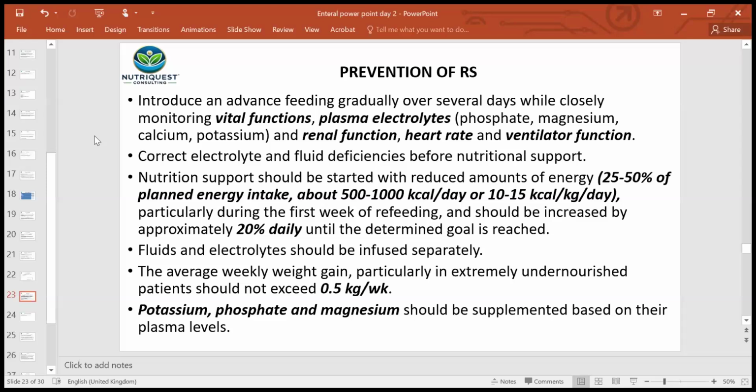Then correct electrolyte and fluid deficiencies before nutritional support. This is also very important. If you have a patient who is experiencing hypokalemia, you need to correct it earlier before you start nutritional support. Then, of course, nutritional support should be started with reduced amounts of energy, like you can do 25 to 50% of planned energy intake. So let me give you an example. If your patient requires a total of 1,500 kilocalories per day in 24 hours, then you can give half of that, 50% of that.